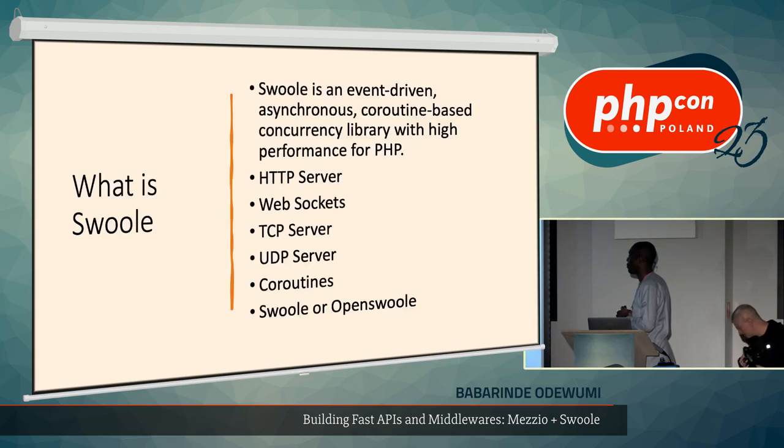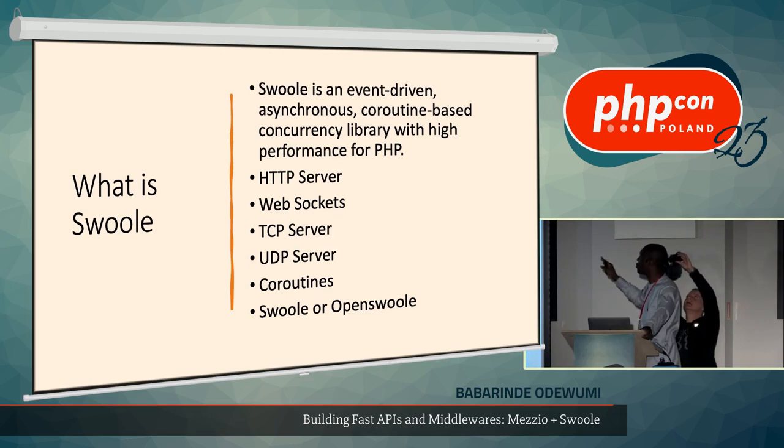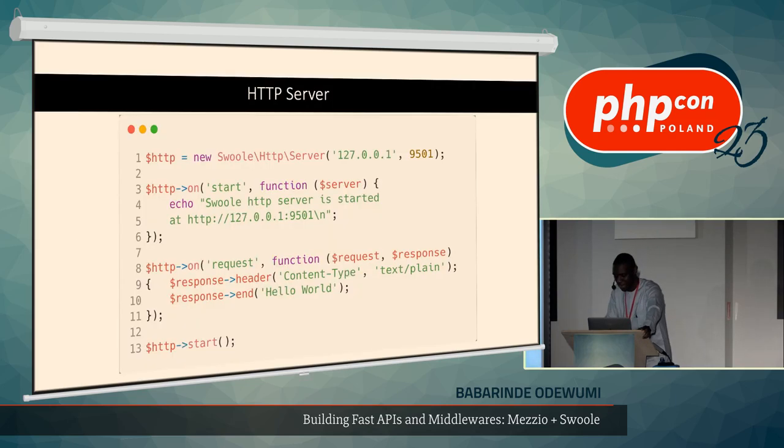This is where the magic happens, Swoole. Swoole is an event-driven, asynchronous, coroutine-based concurrency library with high performance for PHP. It's a lot of grammar, but basically with Swoole, you can create your own HTTP server, you can have web sockets, TCP servers, UDP servers, and coroutines. There are two variants, Swoole and Open Swoole. I won't go into the politics of this, but there are two variants. Make your choice.